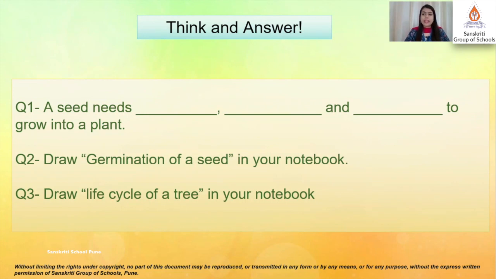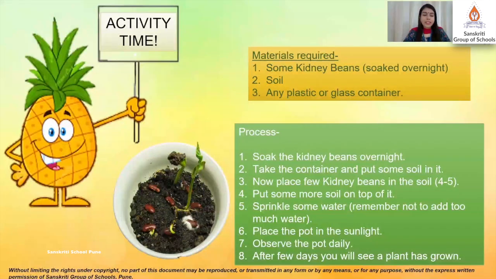Let's come to the last activity now. So it's a really fun one. What you will need is some kidney beans, and you have to soak them overnight. You have to put the beans in some water for 1 night, and then you can use them the next morning. You need some soil, and then you can use any plastic or glass container that you have at home. So what's the process?